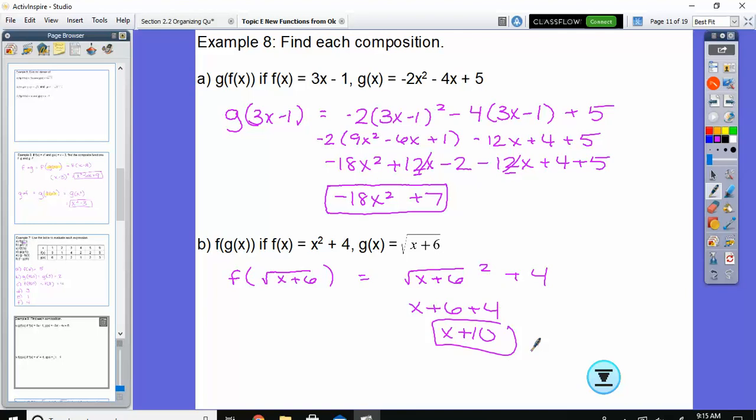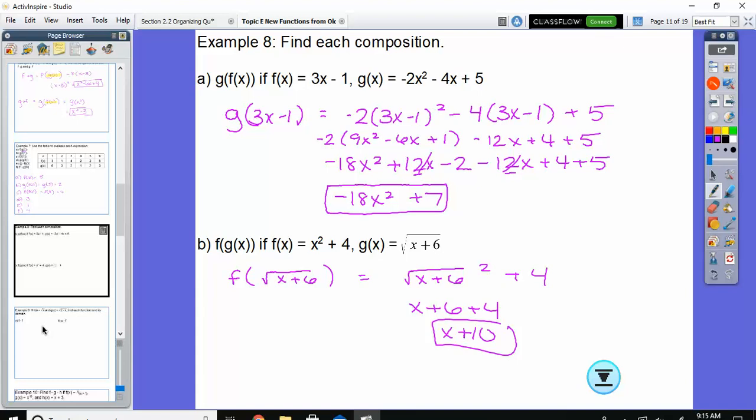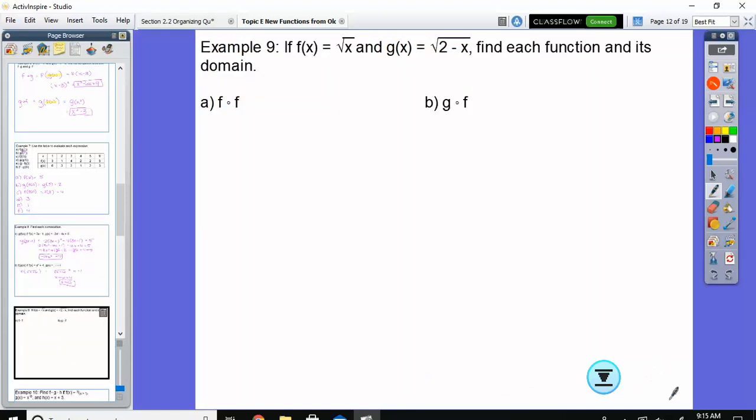We have just a few left. Why don't you guys try the next slide? So I gave you some equations and asked you to do a couple more compositions. So try those on your own. F, and then I have f of the square root of x. So if I put that in, I get the square root of the square root of x. You can leave it like that.